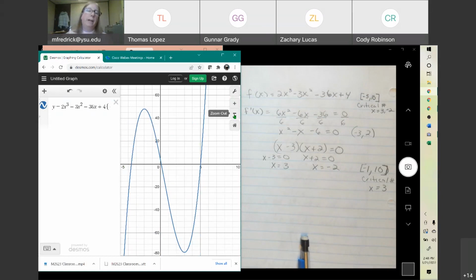You can also zoom in and out. If you click on your graph, here was my one critical number, -2. Here's my other critical number, 3. Now when we're using -5 to 10, this is included in it. But if we're going from -1, then this one wouldn't be included. Any questions on that? So you have to be careful of your intervals when they're given.